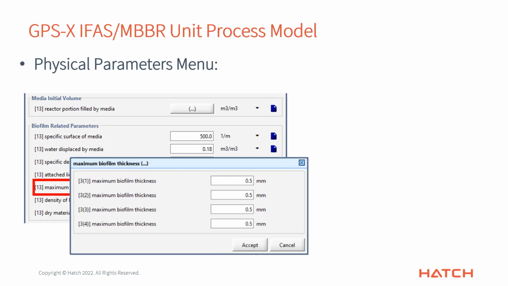So there are other units in GPS-X that you'll see that have different default values, like the trickling filter, I think it's 1 millimeter, and in the MBBR, I think it's a lot less. It's like 0.25 millimeters. So this is a parameter that's there to represent the physical interaction of the pieces moving around or not moving around as need be. So you can adjust this if you like, but I think 0.5 millimeters is a pretty good number.